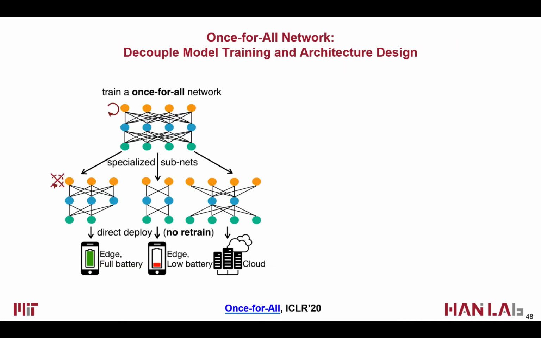So the key idea is that we decouple the model training from the model searching. We present a once-for-all network that supports all architectural configurations in the search space. And given a deployment scenario, we can quickly get a specialized subnetwork from this once-for-all network without further training.